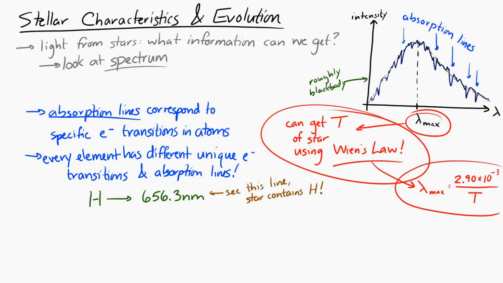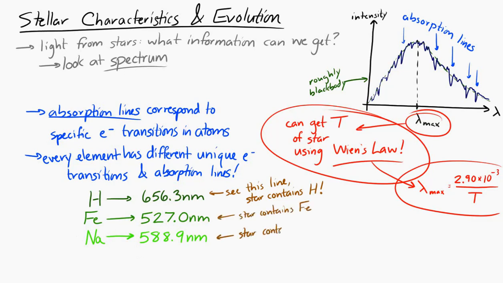If you see an absorption line at 527.0 nanometers, that means there's iron. If you see an absorption line at 588.9 nanometers, there's sodium, and so on and so on. So using the absorption lines, we can figure out the composition of a star.